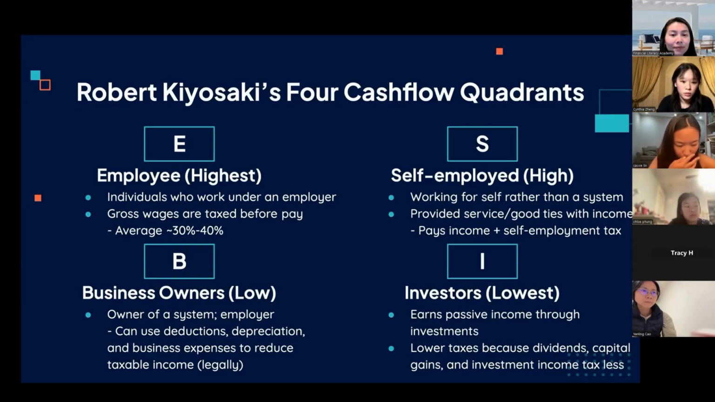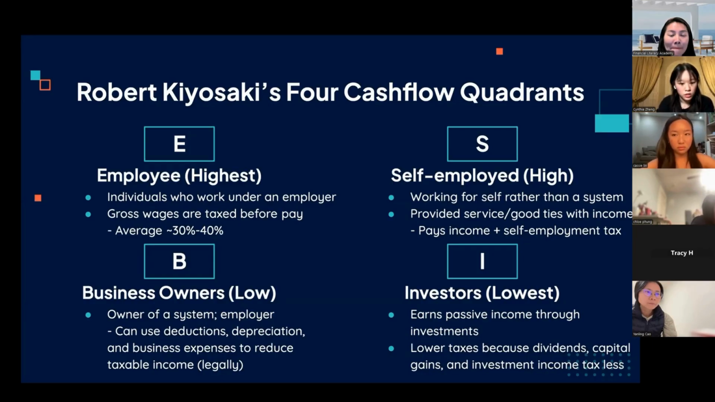They earn gross wages, but those gross wages are taxed and they get a net pay. Those taxes usually average around 30 to 40%, which is pretty high. Next is S, self-employed individuals. They work for themselves rather than under an employer's system, and their income is tightly tied with the product or the service they provide. They pay a lower percentage of income tax, but they do have to pay self-employment taxes.